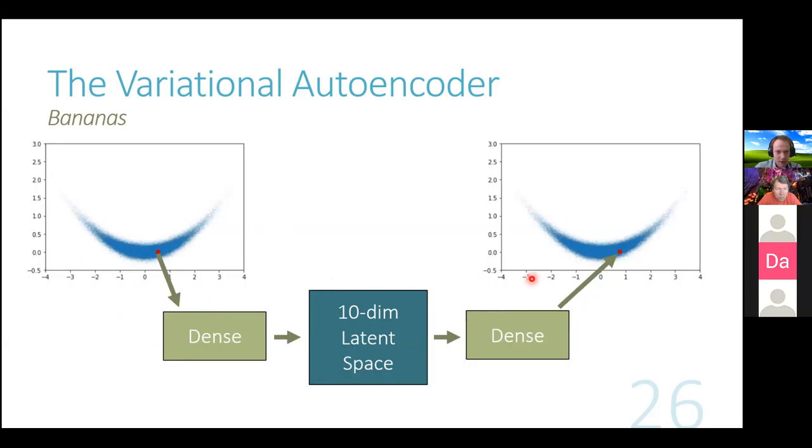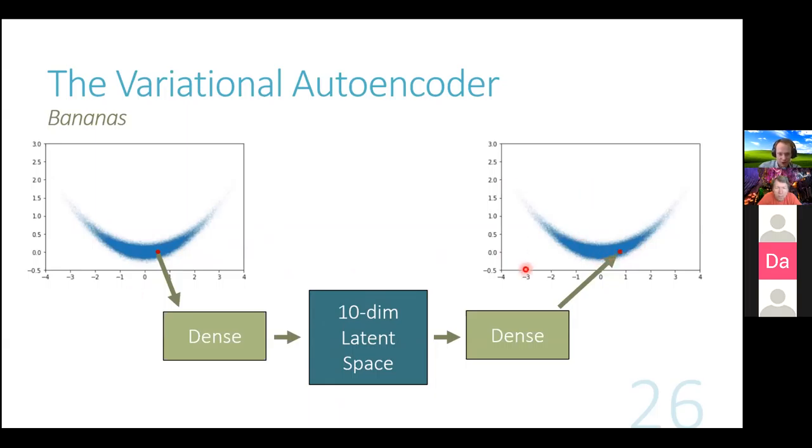I have a variational autoencoder that has an encoder, the details don't matter, and a decoder. In the latent space, I've given it 10 dimensions, which is clearly overkill because there are only two dimensions in the input and output. But we'll see there's a pedagogical reason for this. I want to try and see if I can extract from the autoencoder what the dimensionality of this data is, rather than telling it.